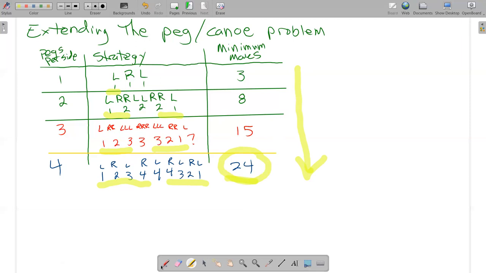Yep, 3, it goes up 5, and then from 8, it goes up 7, and then from 15, it goes up 9. Yes, and there's a pattern to those numbers. It turns out those numbers are equally spaced. That's a good point. So let's write that down, and then I'll look at it another way. So we've got 3, 8, 15, 24.